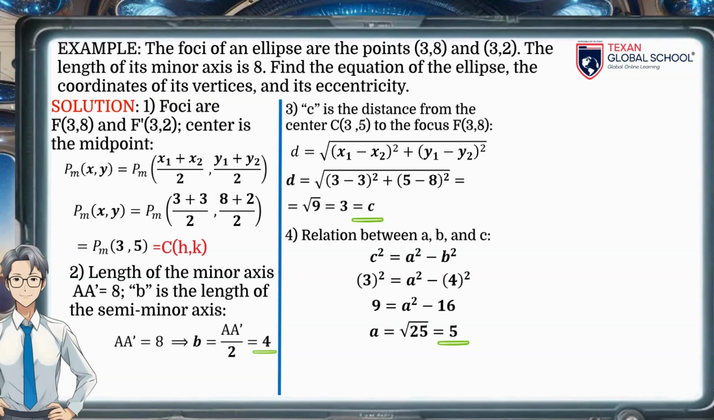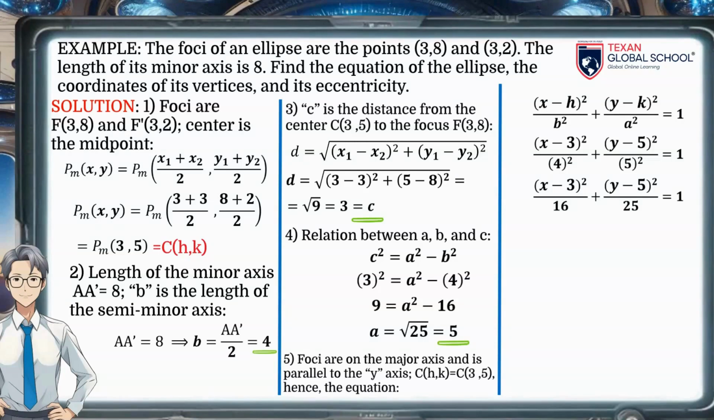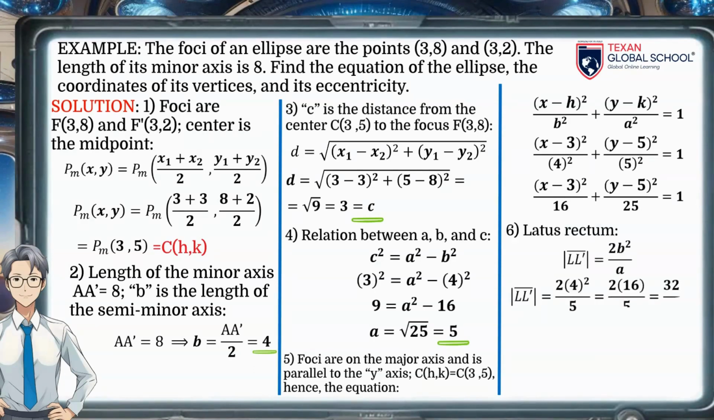And since the foci are on the major axis, and it is parallel to the y-axis, and with the coordinates of the center (h, k) equal to (3, 5), we can obtain the equation by substituting into the second standard equation of an ellipse. The result is the equation (x minus 3) squared over 16 plus (y minus 5) squared over 25 equals 1. Likewise, we can obtain the length of the latus rectum. In this case it is equal to 32 over 5, and the eccentricity is 3/5.